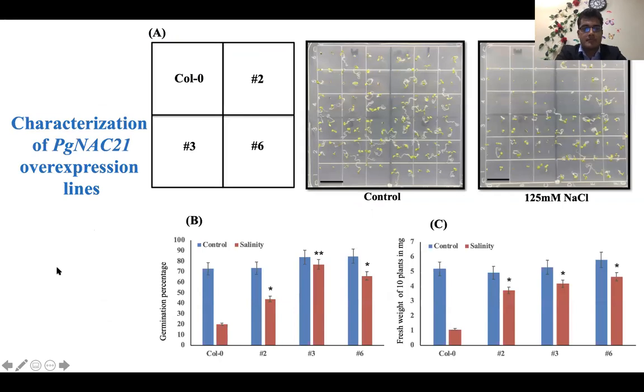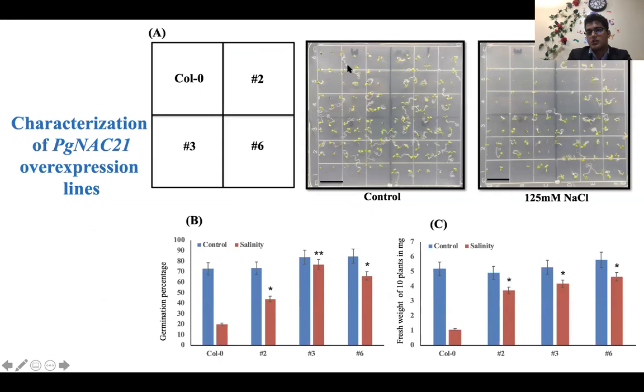Then we constructed transgenic lines of Arabidopsis which overexpress the pearl millet NAC21. And then we performed a salinity stress tolerance assay of these transgenic lines.